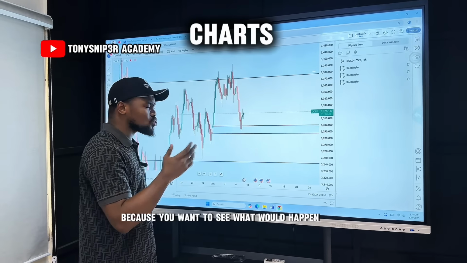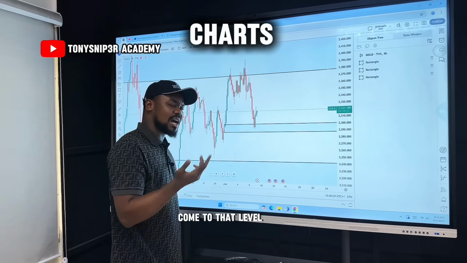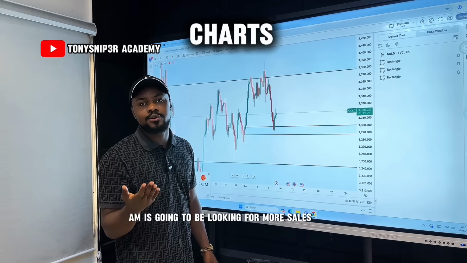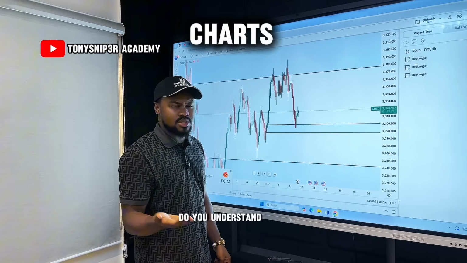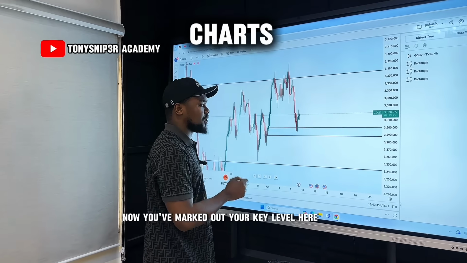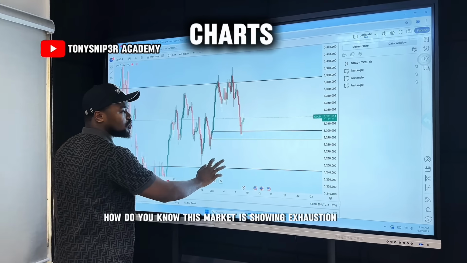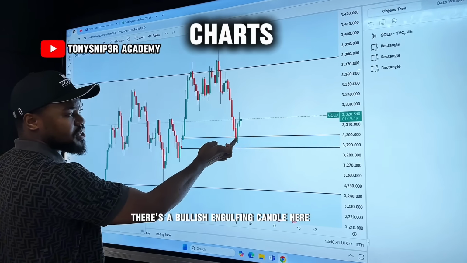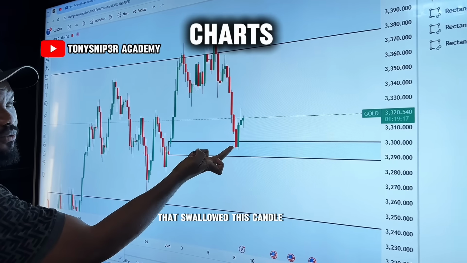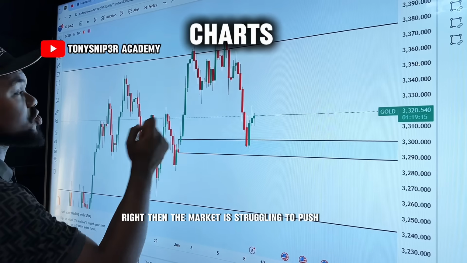Why? Because you want to see what would happen when the market comes to that level. Am I going to be looking for more buys? Am I going to be looking for more sells? Do you understand? Now, you've marked out your key level here. Now, you can see this market showing exhaustion. How do you know this market is showing exhaustion? Of course, there's a bullish engulfing candle here that engulfed this candle, right? Then the market is struggling to push.